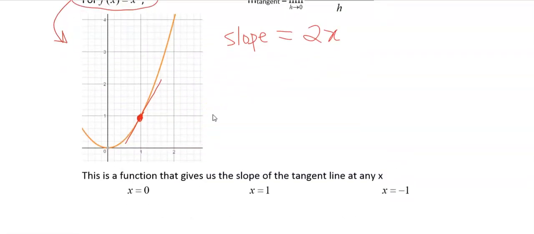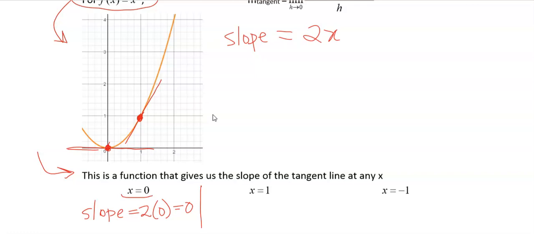So for example, if you look right here, this is a function that gives us the slope of the tangent line at any x. So if x is equal to 0, for example, well, let's look at the tangent line. There's 0 right there. And the tangent line you can see is a horizontal line this time, isn't it? So at x equals 0, the slope would equal 2 times 0. You just plug the x value in. And so that slope is 0. And sure enough, it is, because it's a horizontal line.